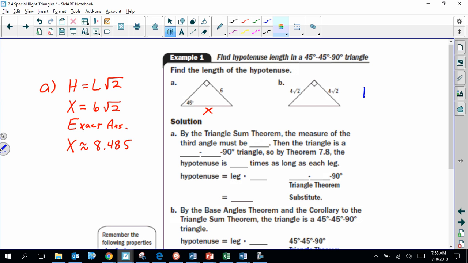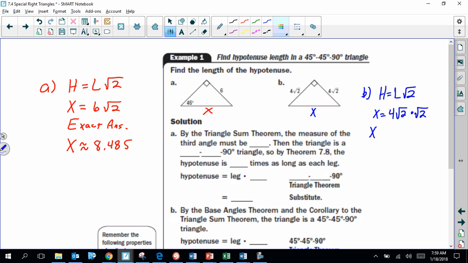So again, let's look at B here. The rule says take the hypotenuse and make it equal to the leg multiplied by the square root of 2. So in this case, the hypotenuse is again what we're looking for, so I can call that x. So I'll say x is equal to, now the length of the leg in this case has a radical number, so I'm going to substitute radical 2 in for the length of the leg, and I'm still going to multiply it by the square root of 2 that's given to me by my rule.